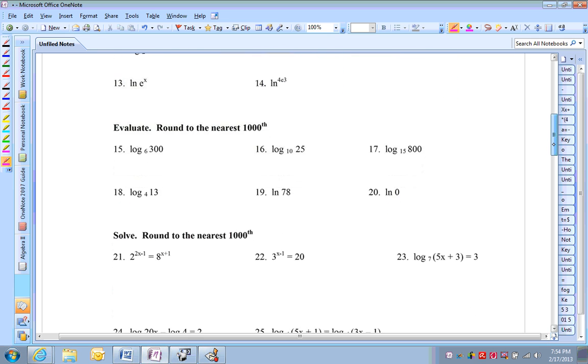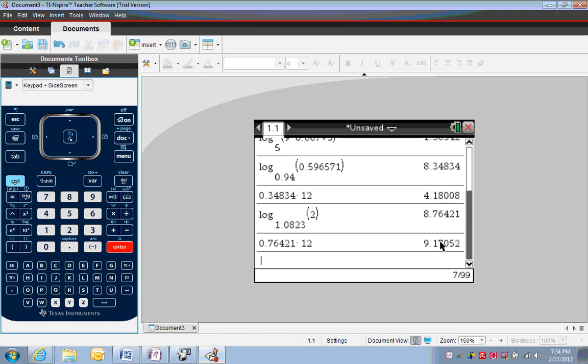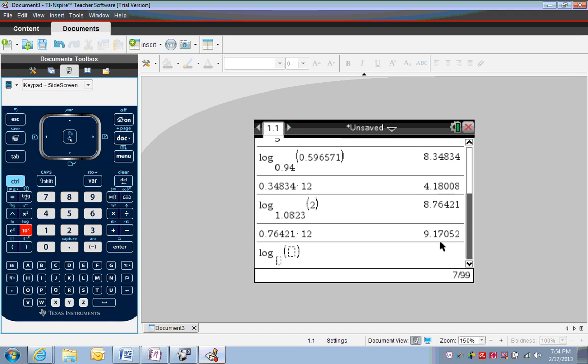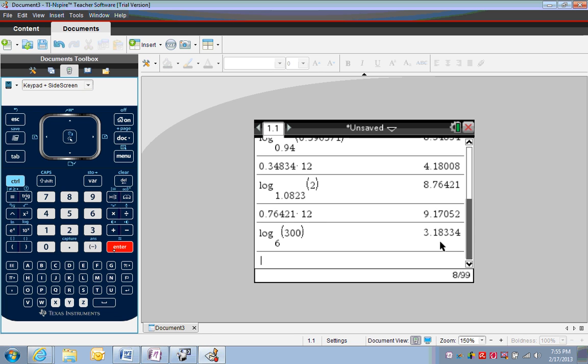The evaluate section, they're just asking us to plug into our calculator. So on 15, I'm going to plug in log base 6 of 300 into my calculator. So I hit control, and then the 10 raised to the x button is the log button. So log base 6 of 300 is 3.18334, so I have to round.